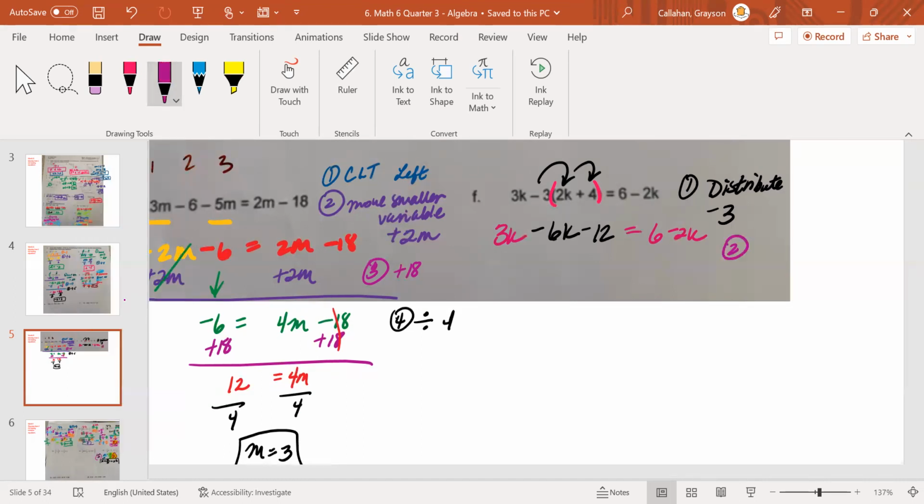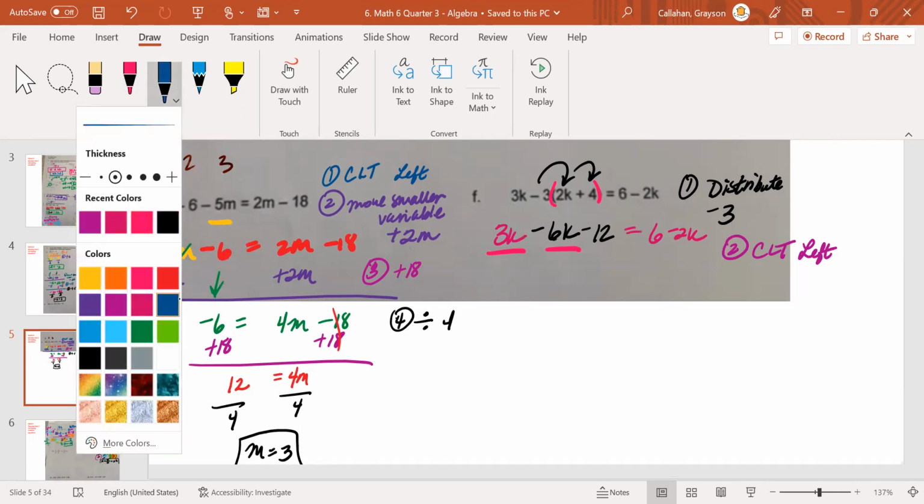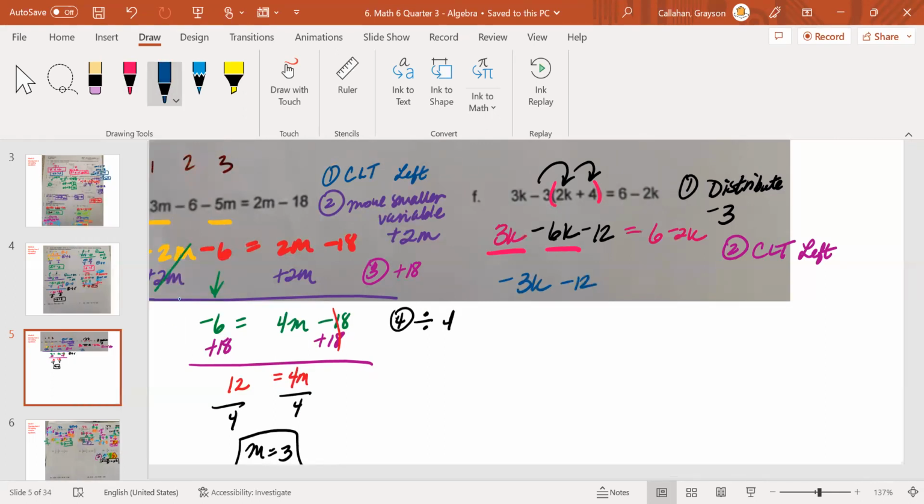Step number 2. What's your next? Which side? Yep. And yep. What do you get for that? Positive or negative? Yes. So don't say 3. Make sure you say negative 3, because that matters. Step number 3, what do you do?